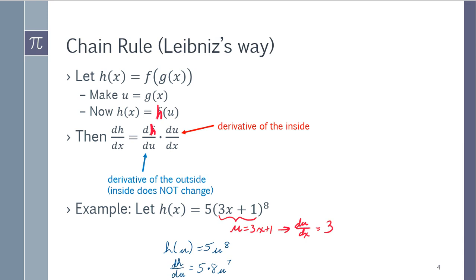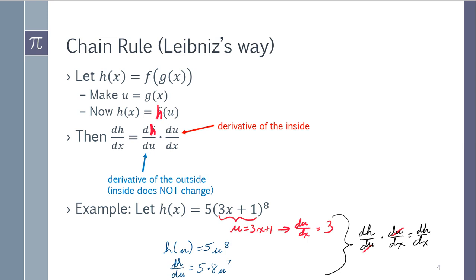And now together, if I have dh du and multiply by du dx, the du's cancel. And I'm using that term very, very broadly there. It's not strictly canceling, but it's an easy way of thinking about it. And that will leave me with dh dx.